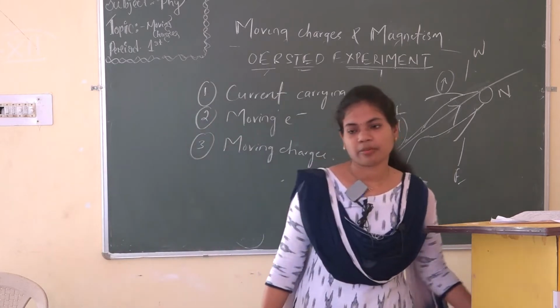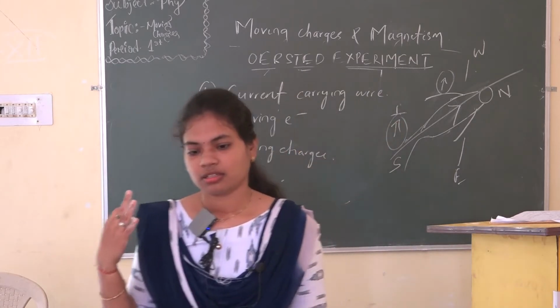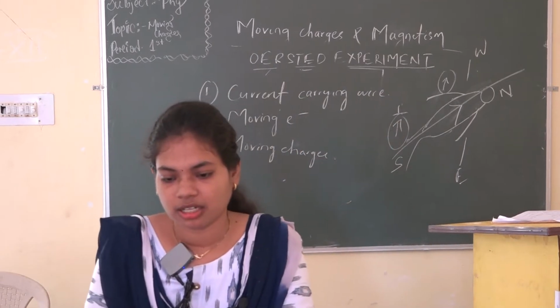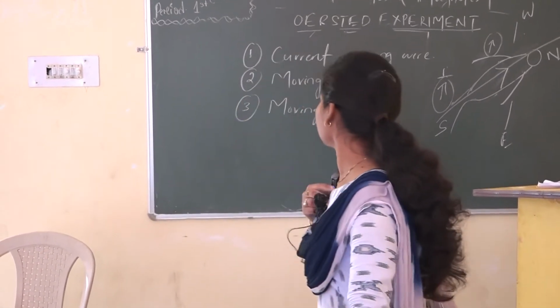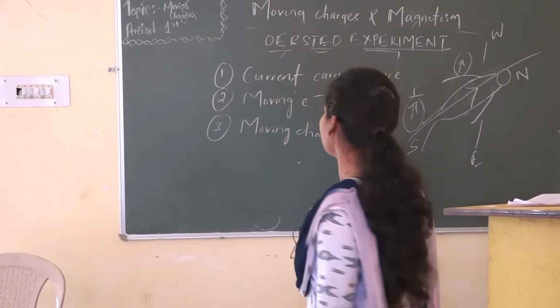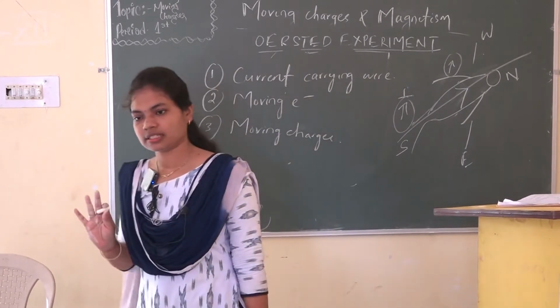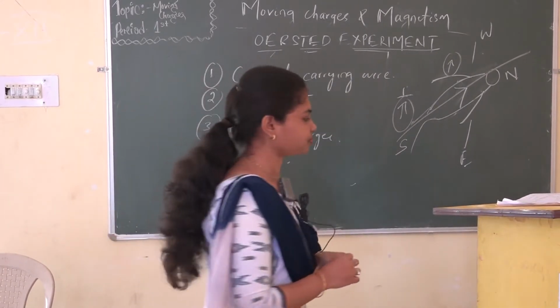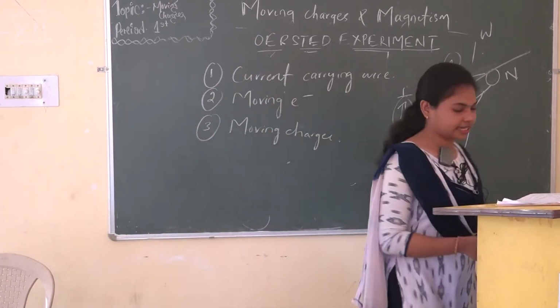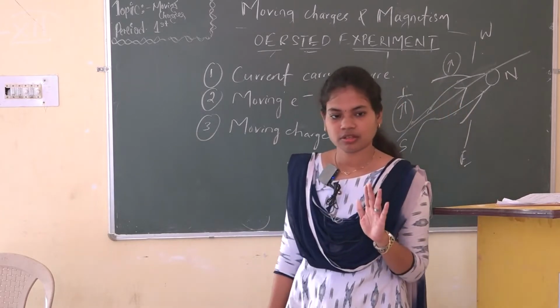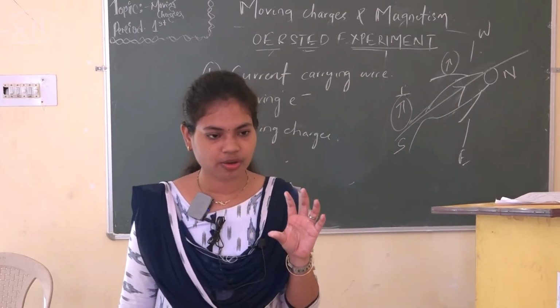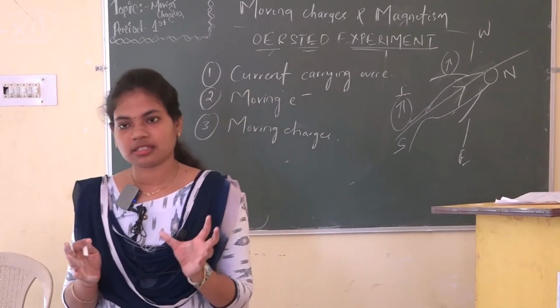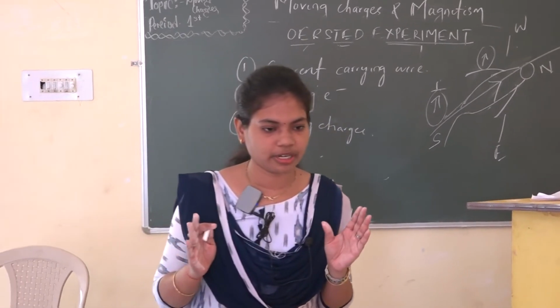Okay, you have to remember the three phenomena due to which magnetism occurs. What are the three phenomena? The current carrying wire, moving electrons, moving charges. Then what do you mean by magnetic field? When we flow current inside a current carrying wire, in that space there is some magnetic field.